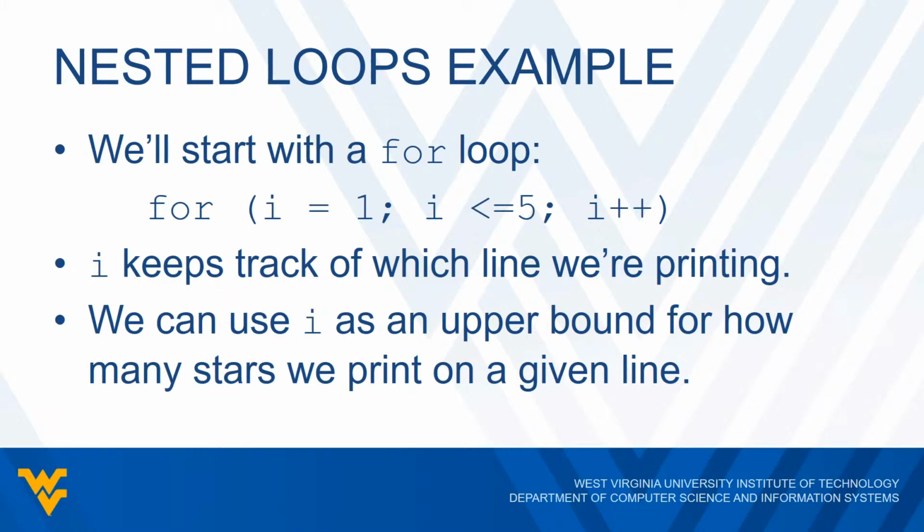Well, I is 2 at this point. So let's just use I as the upper bound of the number of things we want to print. At iteration 3, we want to print 3 stars. Iteration 4, we want to print 4 stars. And the last iteration, we want to print 5 stars. So since we're incrementing I, let's use it for the condition of our inner for loop.